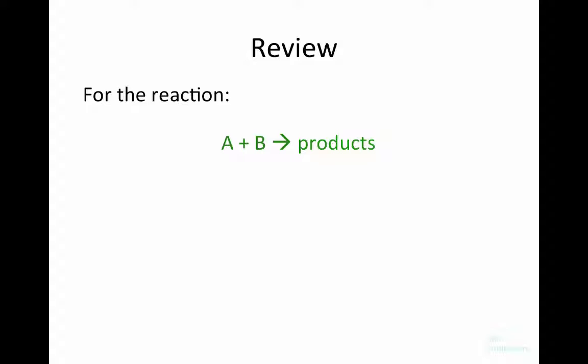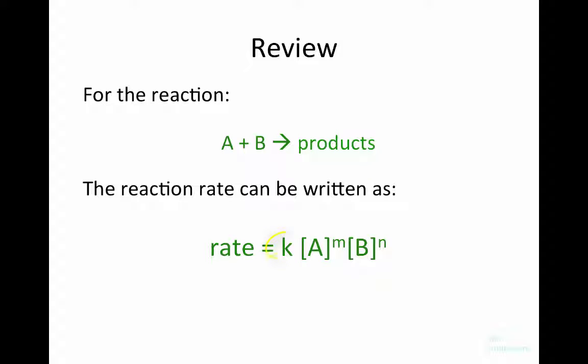So, quick review. If you have a reaction with reactants A and B forming products, it doesn't really matter what those products are, you can express the rate of that reaction as some constant, k, times the concentration of A raised to some power, which we're going to call m, times the concentration of B raised to some power n. Now, when we write the rate law in this form, we call it a differential rate law, which you will understand in a little bit, assuming you know calculus.